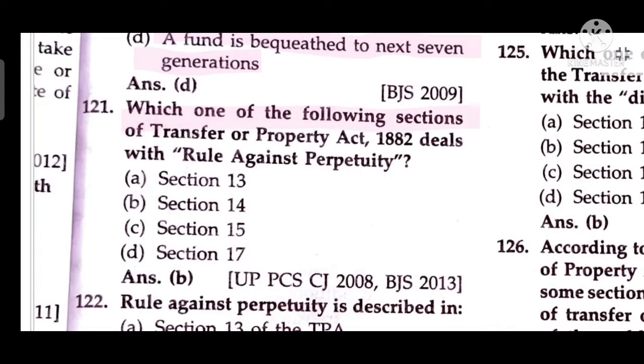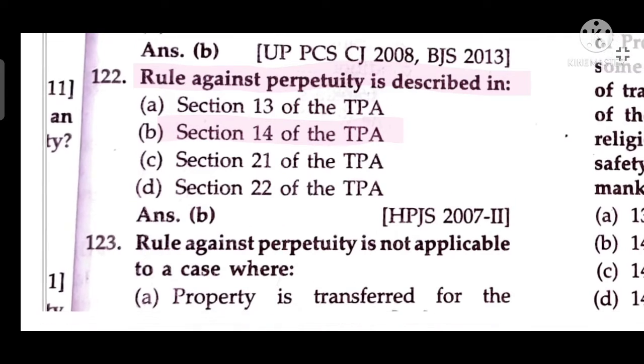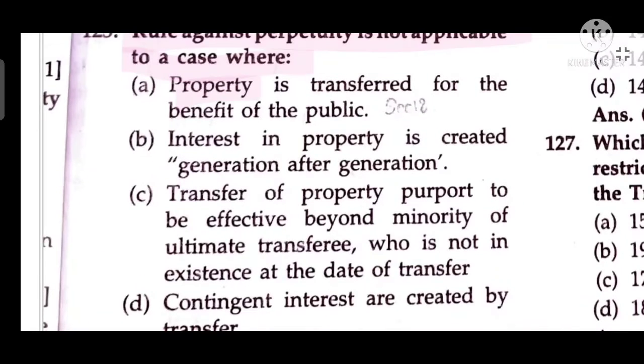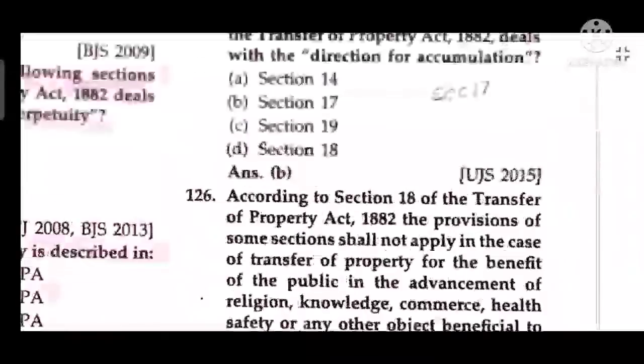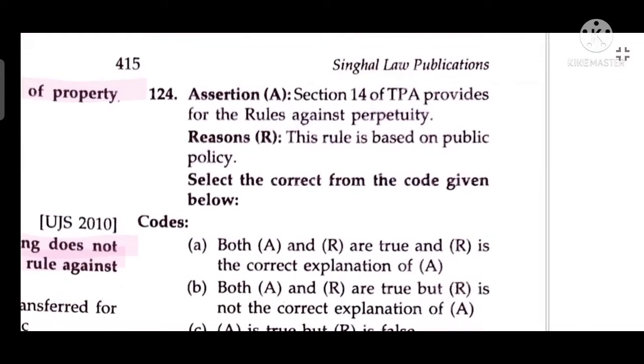Which one of the following sections of TP Act deals with rules against perpetuity? Section 14. Rule against perpetuity is described in Section 14 of TP Act. Rule against perpetuity is not applicable to the case where property is transferred for the benefit of public. Section 14 of TPA provides rules against perpetuity. This rule is based on public policy.